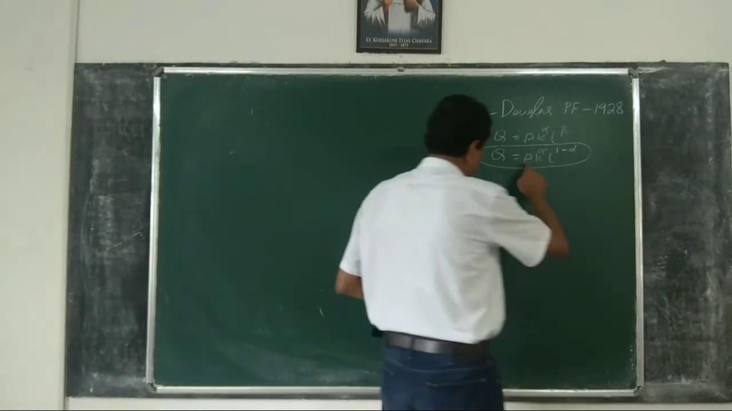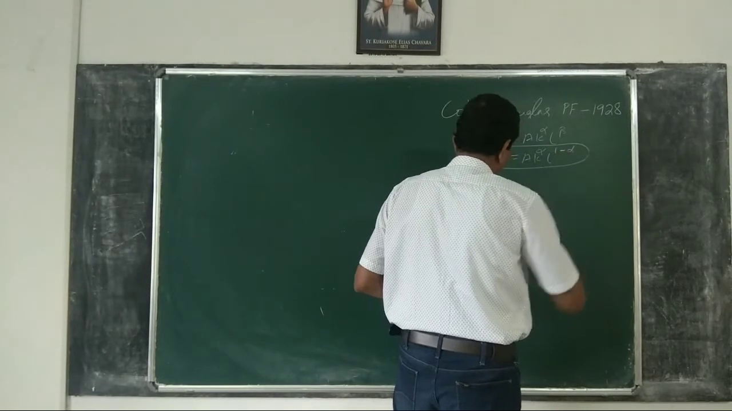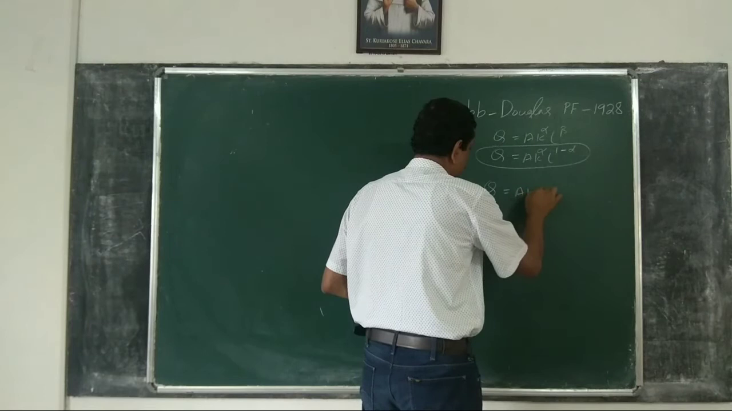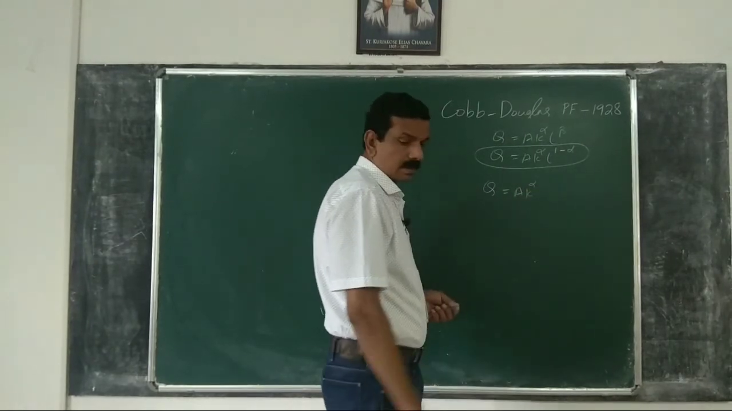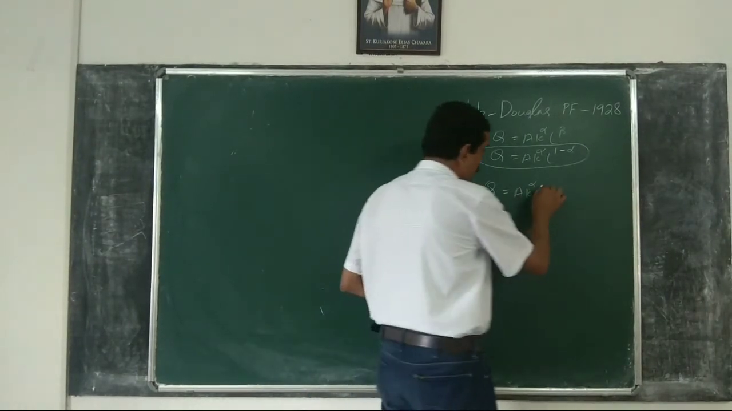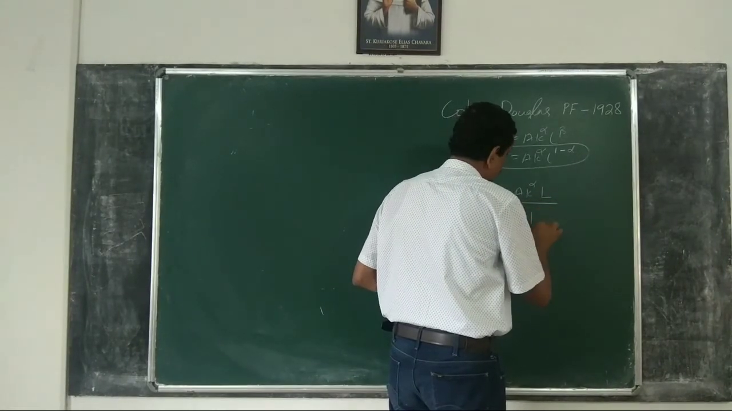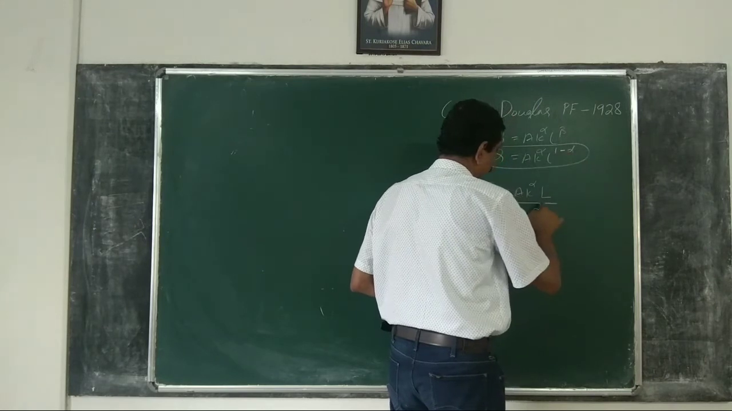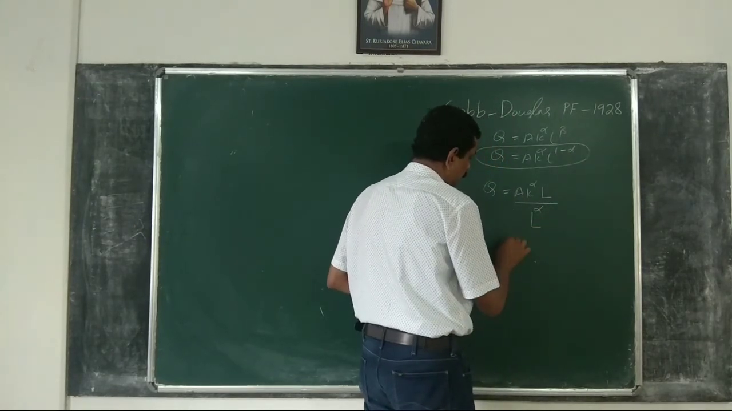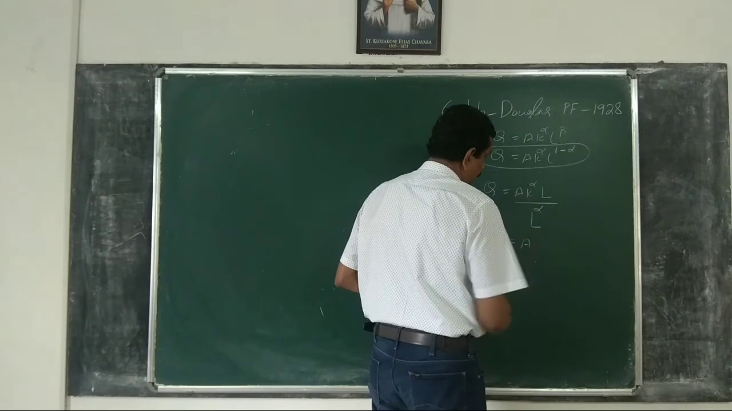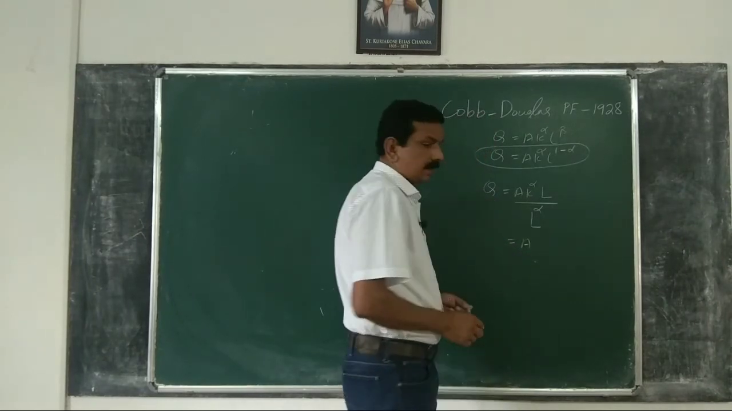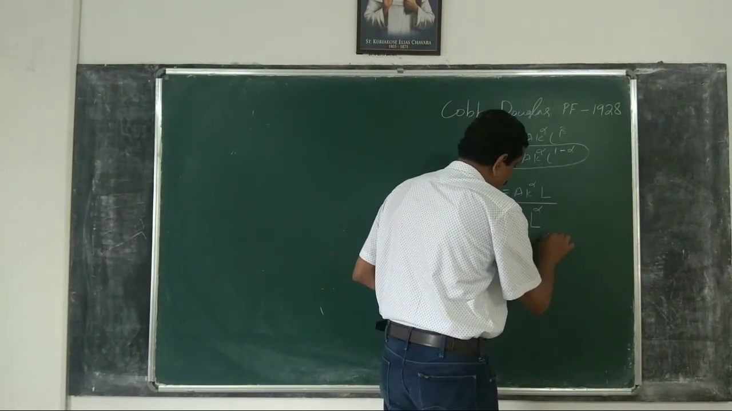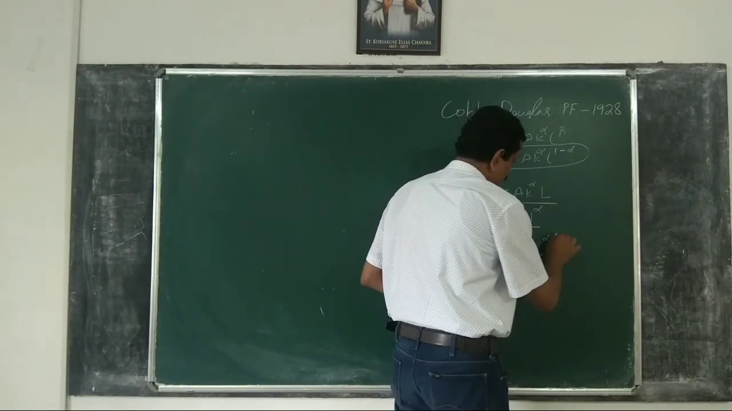Now, as Q is equal to a K raised to alpha L raised to 1 minus alpha, we can write Q as equal to a K raised to alpha L by L raised to alpha. This is L into L raised to minus alpha divided by L raised to alpha is equal to a. I write K by L as k, then it becomes k raised to alpha into L.